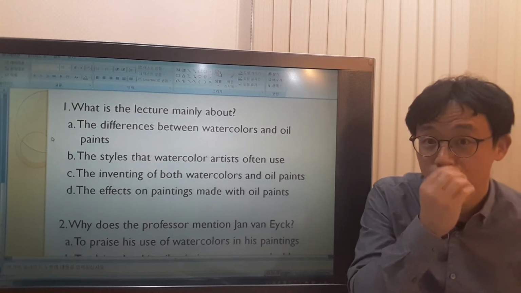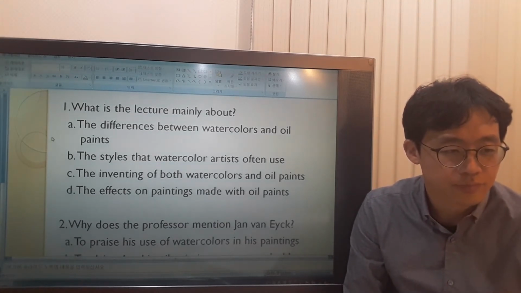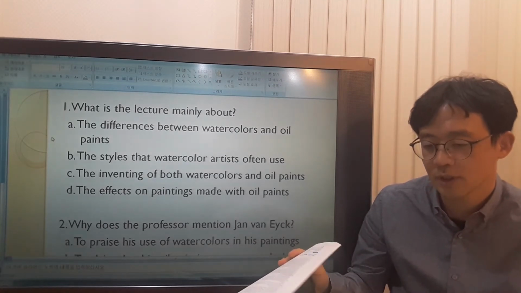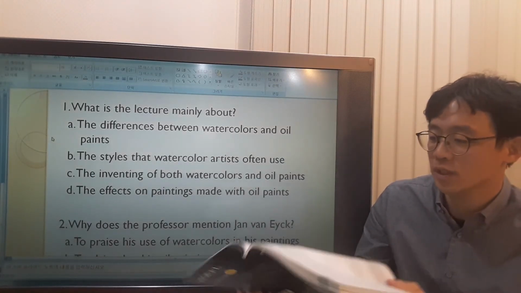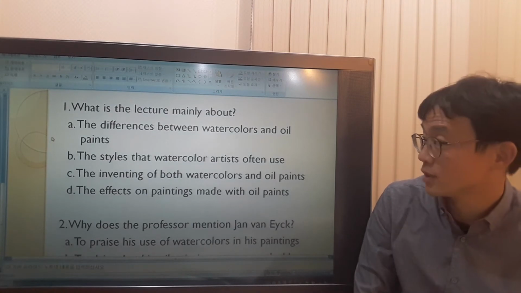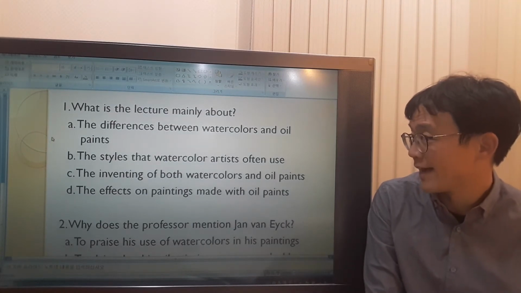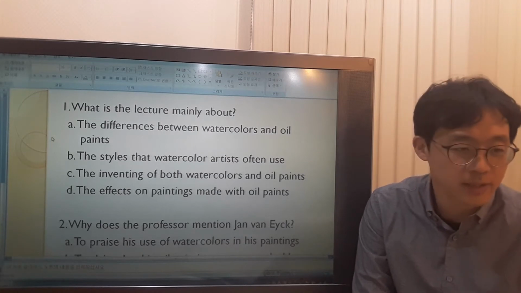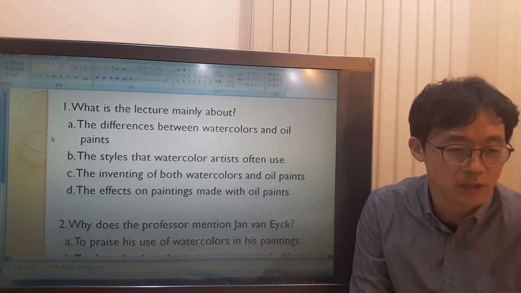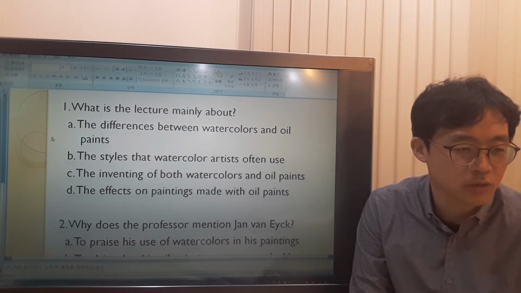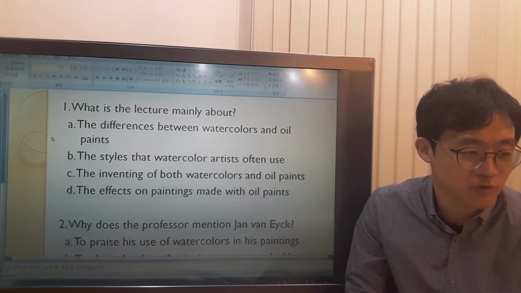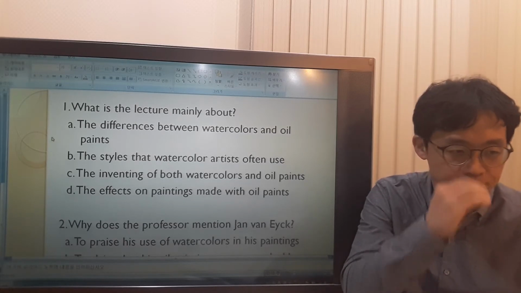What's the lecture mainly about? It's about the differences between watercolors and oil paints, okay? A lot of aspects. Let's look at other options. B, the styles that watercolor artists often use. This is not the main topic of the lecture. And the professor didn't talk about the styles.